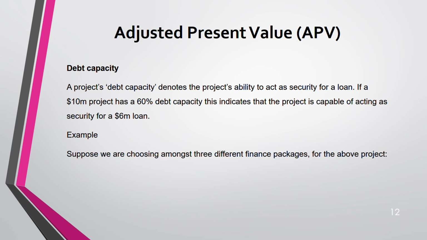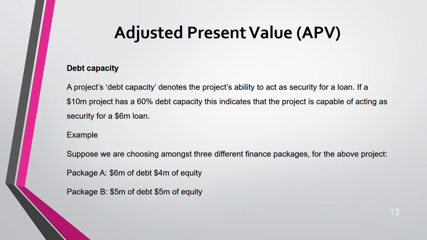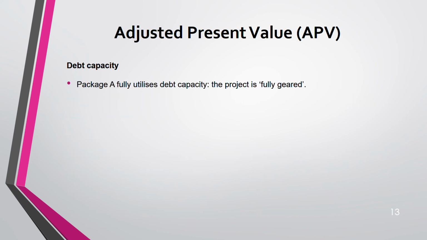Okay, example. Suppose there are 3 different finance packages and you need to choose. Let's say package A, 6 million of debt, 4 million of equity. B, same. C, debt is more than equity, 7 million debt, 3 million equity. Now, package A, where you had more equity than debt.